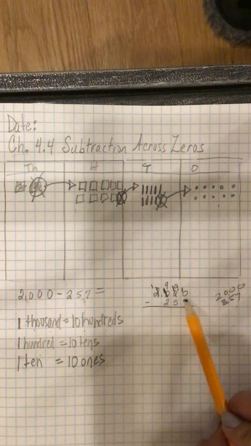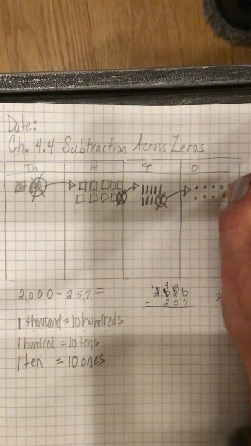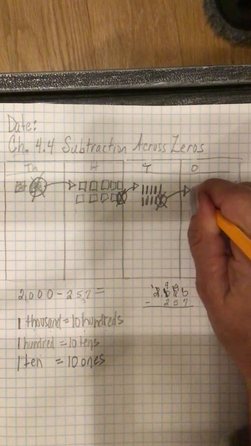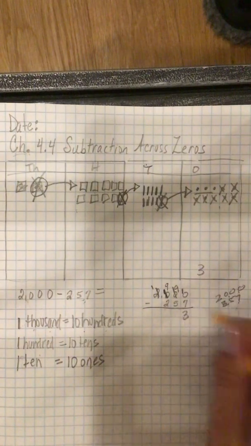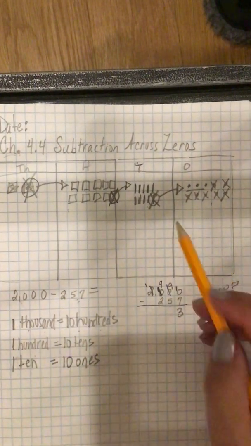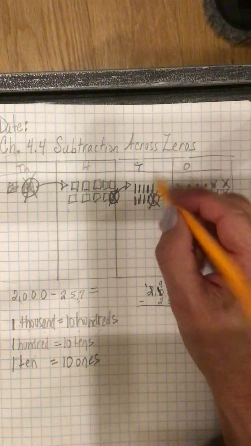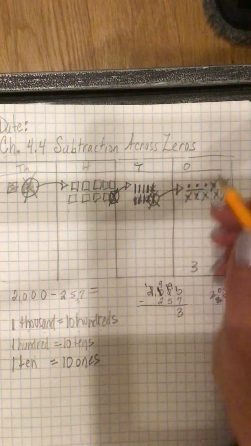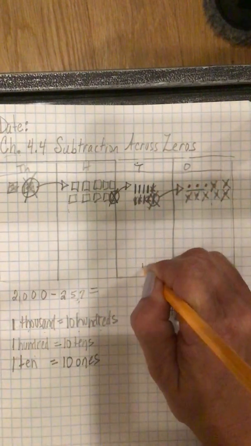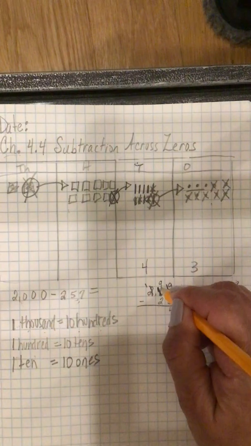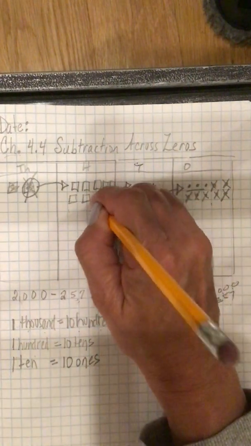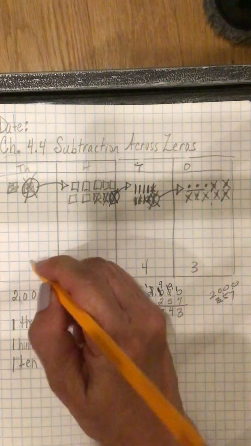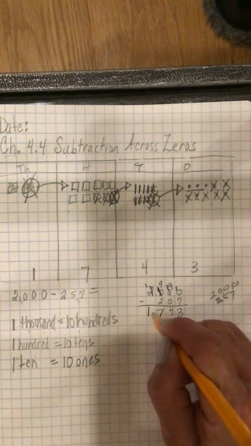So now we can go ahead and subtract. 10 ones minus 7 and we have 3 ones remaining. 9 tens minus 5 and we have 4 tens remaining. 9 hundreds minus 2 and we have 7 hundreds remaining and 1,000.